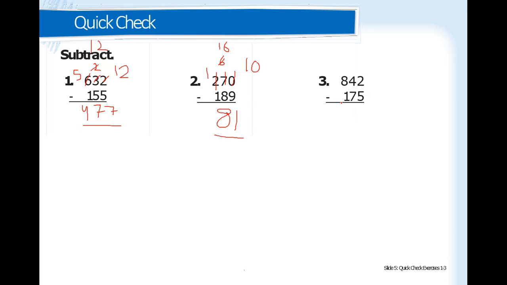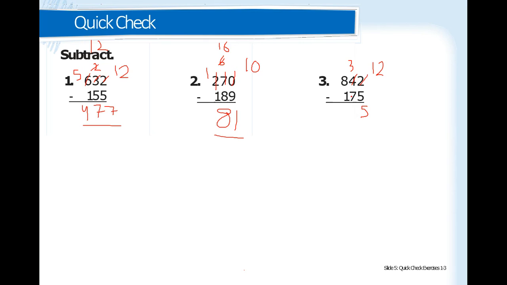842 minus 175. We have more on the floor. We need to regroup by moving to the next door and cross 4 to become 3 and 2 to become 12. 12 minus 5 equals 7.